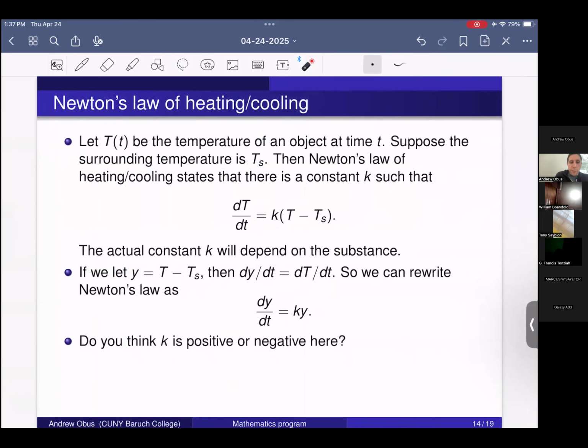One more example. This will probably be the last one. I think we'll have to hold off on the compound interest until next time. We'll do the compound interest next time.